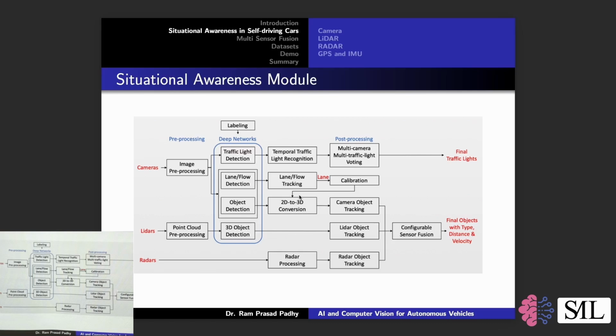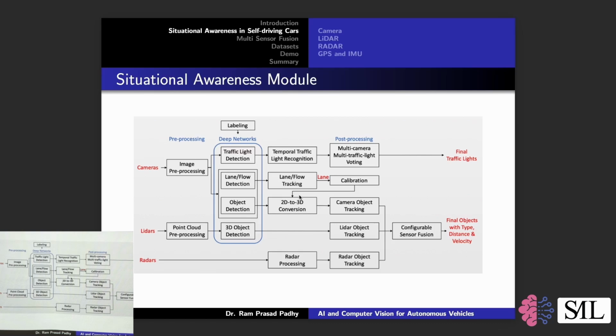But the most important thing is the fusion part, where once you fuse all this data, this camera, LiDAR and radar data, there you find the actual refined outputs. What kind of objects are there, and what is the distance, what is the velocity, and even what is the track of those vehicles and all those things, right?